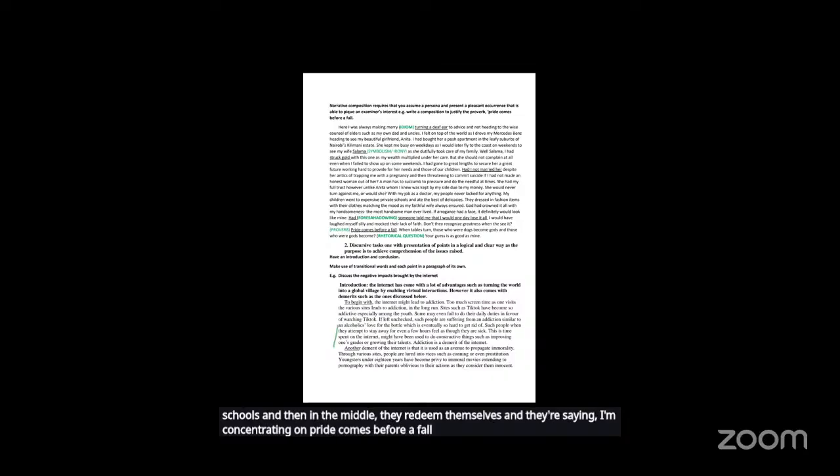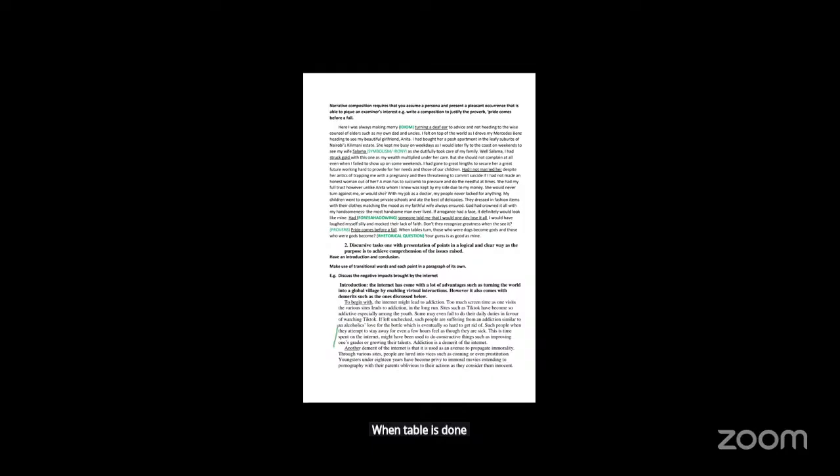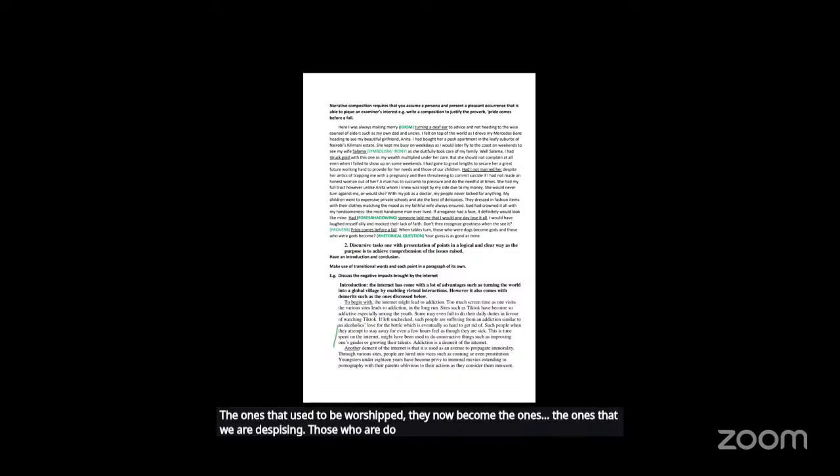When tables turn, those who were dogs become gods. The person is trying to talk about the dynamic nature of life. The ones that used to be worshipped, they now become the ones that we are despising. Those who are dogs become gods.